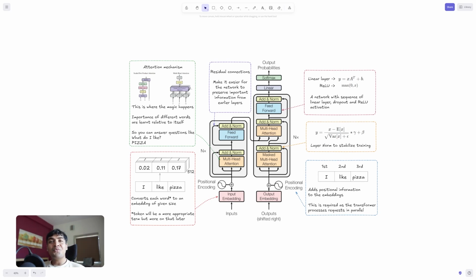Hi everyone, welcome to the first part of a three-part video series where we completely dive into the transformers. In this video, we will get an overall idea about what the transformers are and how they work.